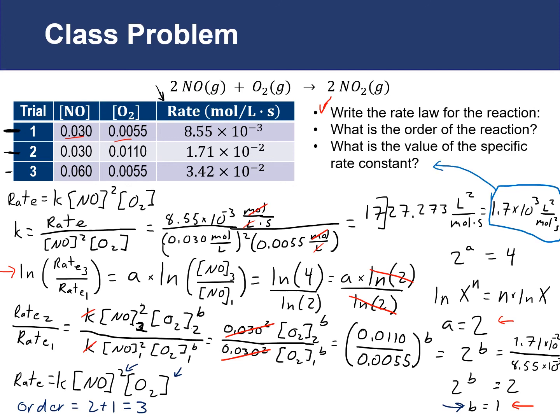All right, so that is that one. Our overall expression, this part here, would be the rate law. And then our overall order was 3, which comes from down there.